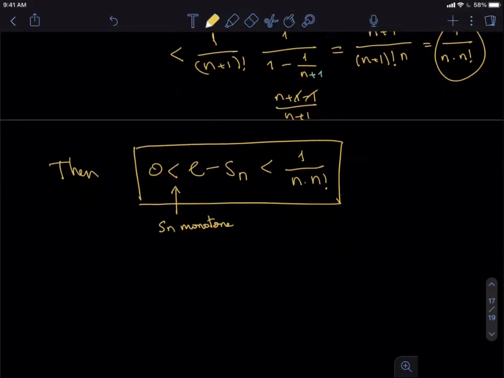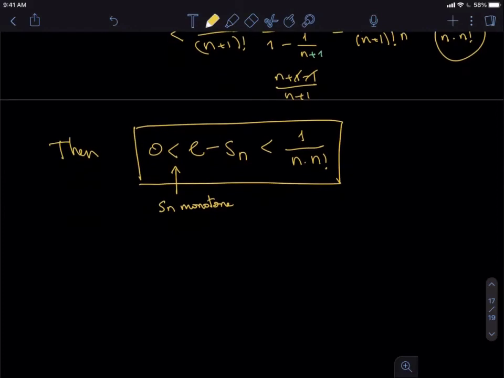Now, for example, how many decimal digits are we going to get if we compute S10? When we compute S10, we need to know how much 10 times 10 factorial is, but I punched this in the calculator and I got 3.6288 times 10 to the 7. This is an equality. There is no approximation here.